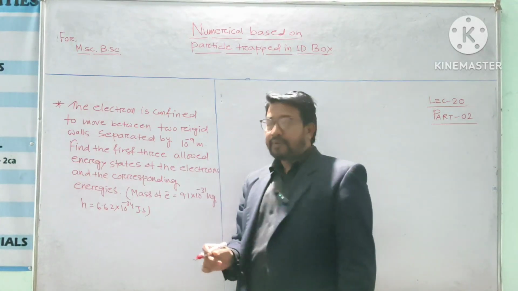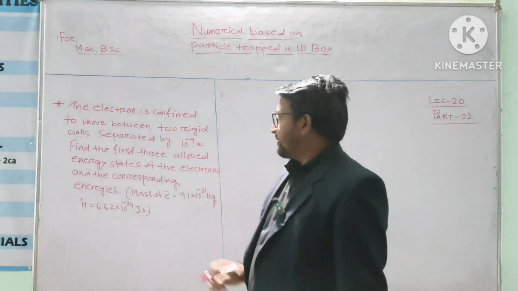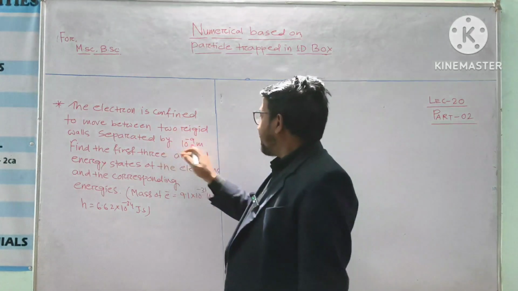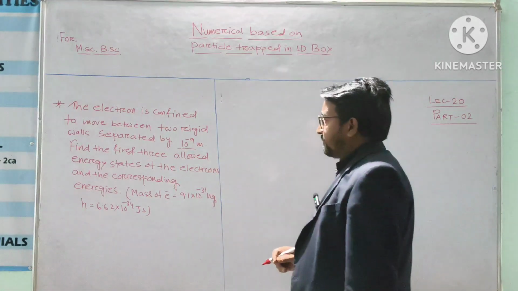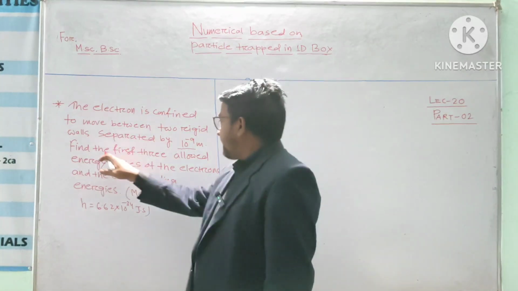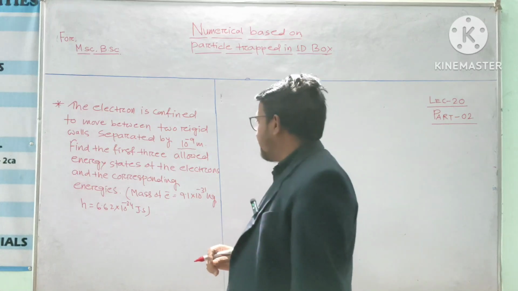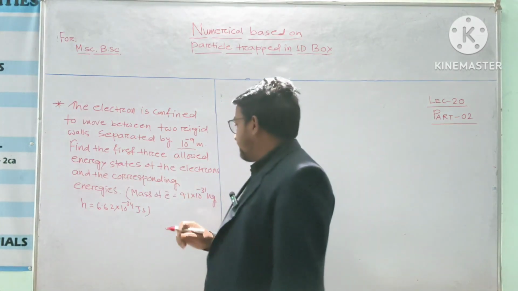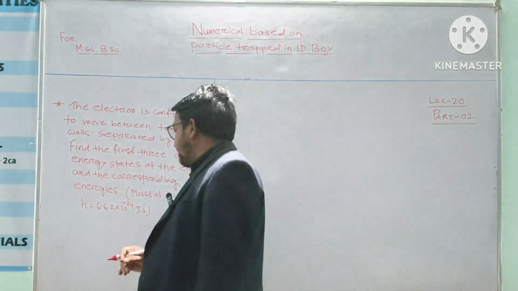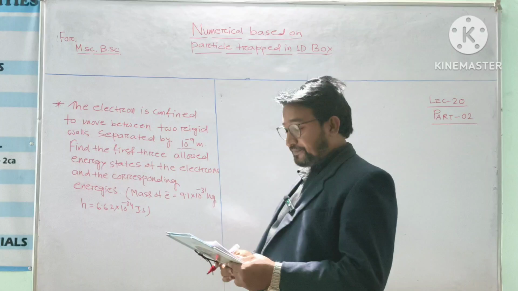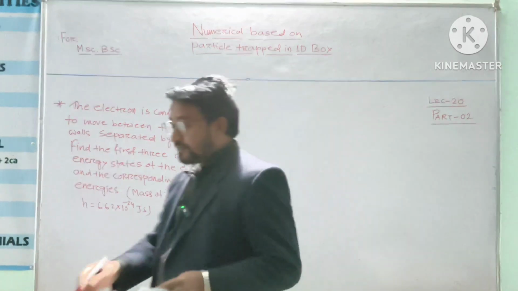The statement of this problem: the electron is confined to move between two rigid walls separated by 10 to the power minus 9 meter. This is clear that 10 to the minus 9 meter is the width of the box. Find the first three allowed energy states of the electron and the corresponding energies. Mass of electron is 9.1 into 10 to the minus 31 kg, and h equals 6.62 into 10 to the power minus 34 joule second. Okay, so now we are going to solve this question.